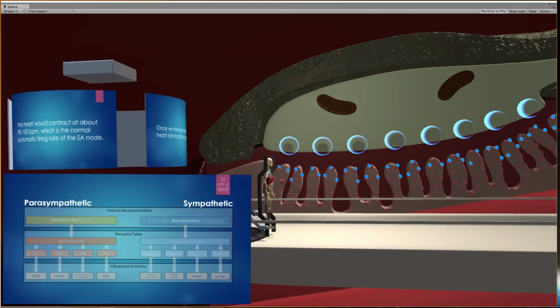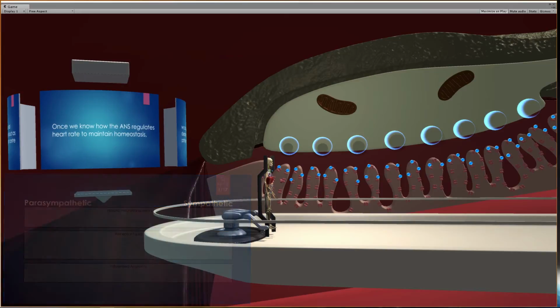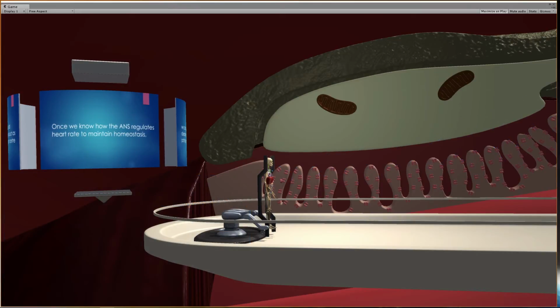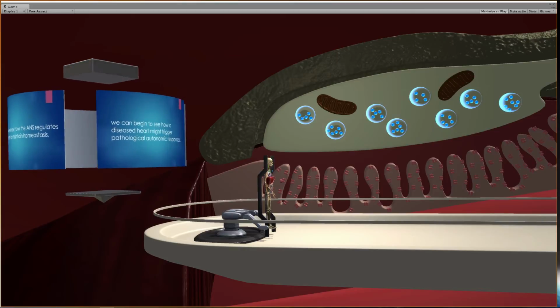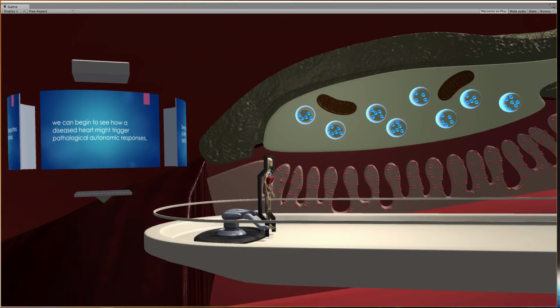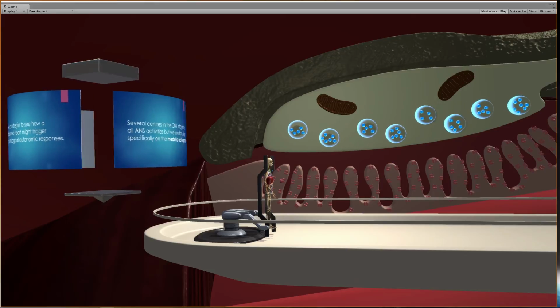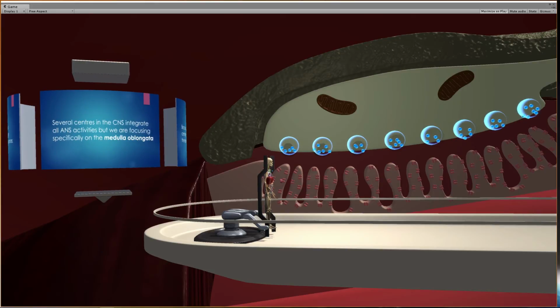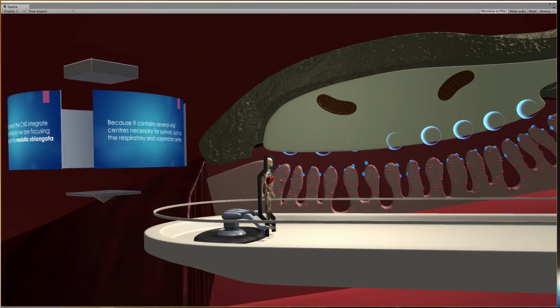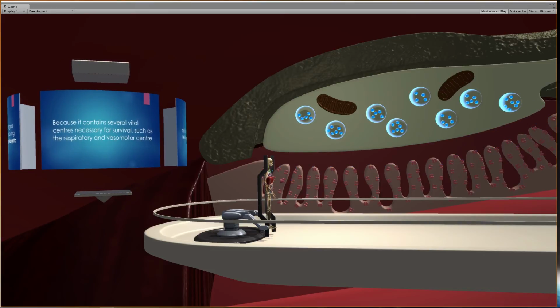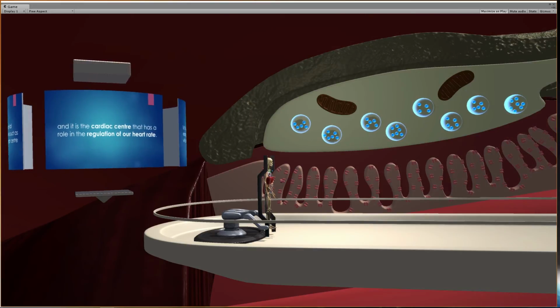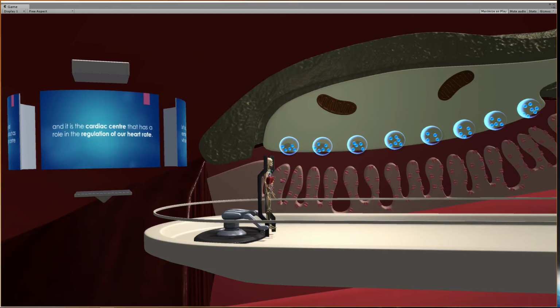Once we know how the autonomic nervous system regulates heart rate to maintain homeostasis, we can begin to see how a diseased heart might trigger pathological autonomic responses. Several centers in the central nervous system integrate all autonomic nervous system activities, but we are focusing specifically on the medulla oblongata because it contains several vital centers necessary for survival, such as the respiratory and vasomotor centers, and it is the cardiac center that has a role in the regulation of our heart rate.